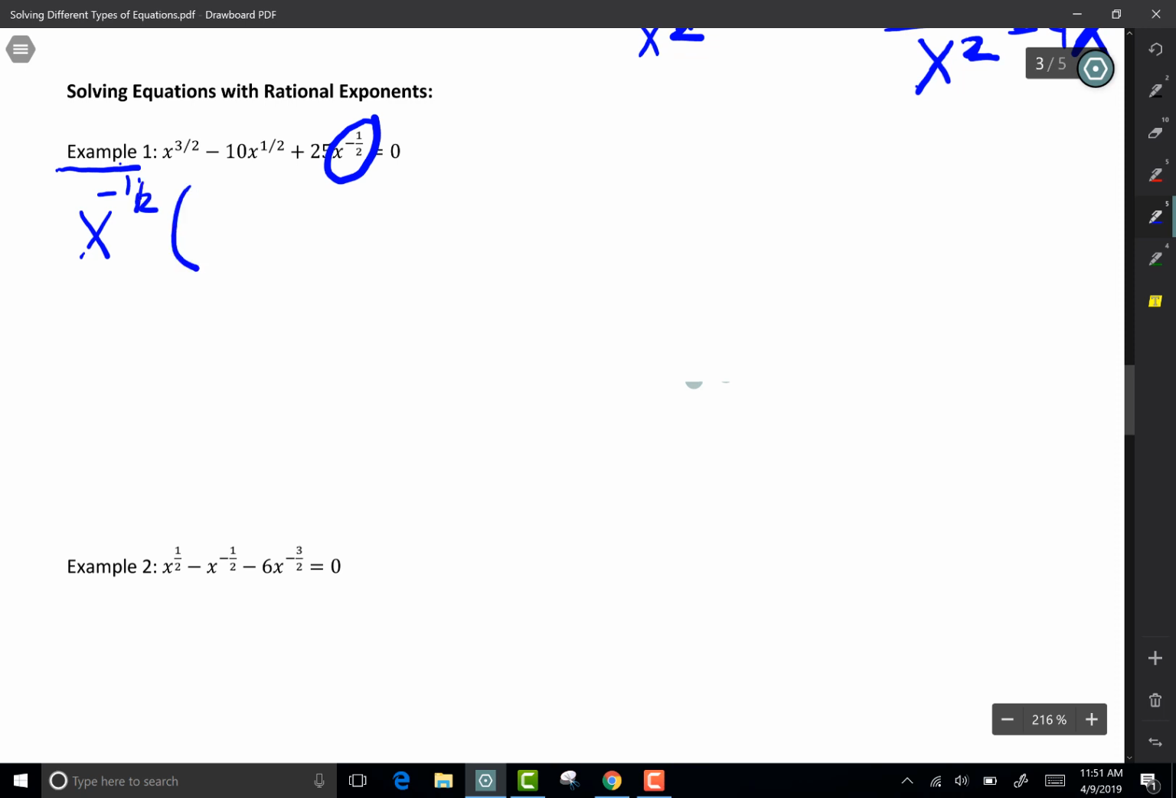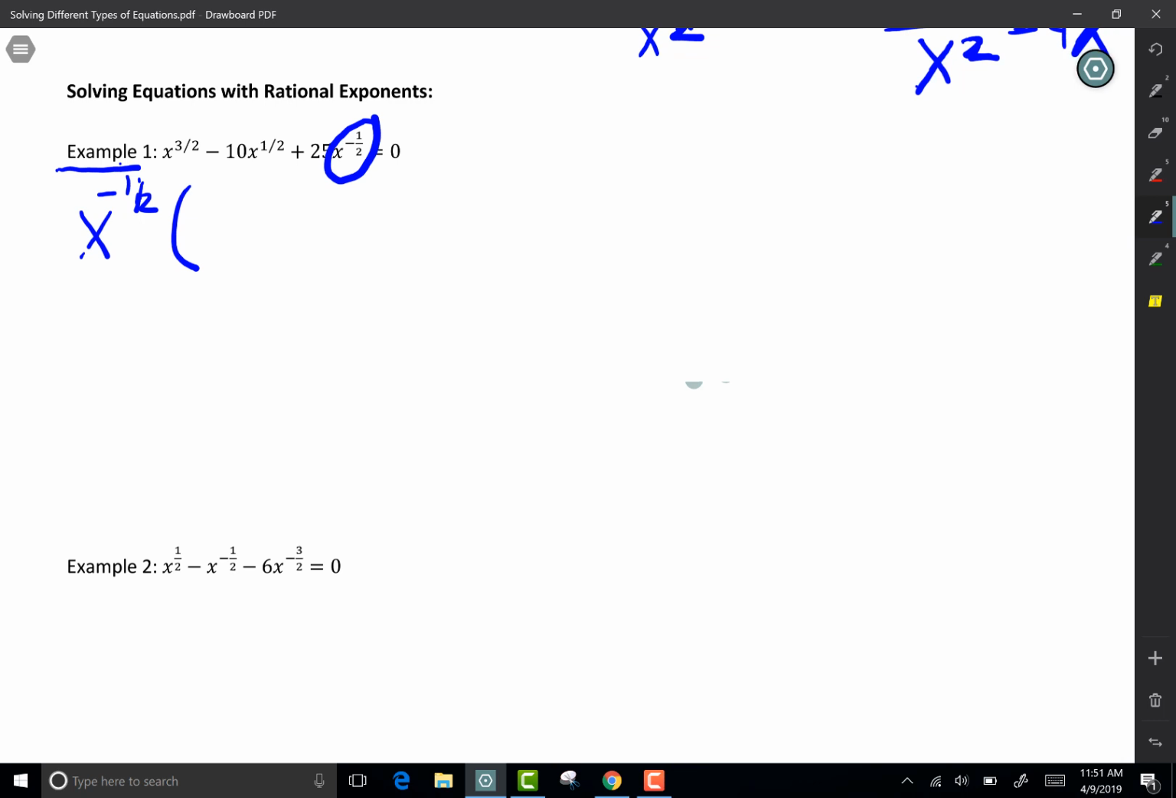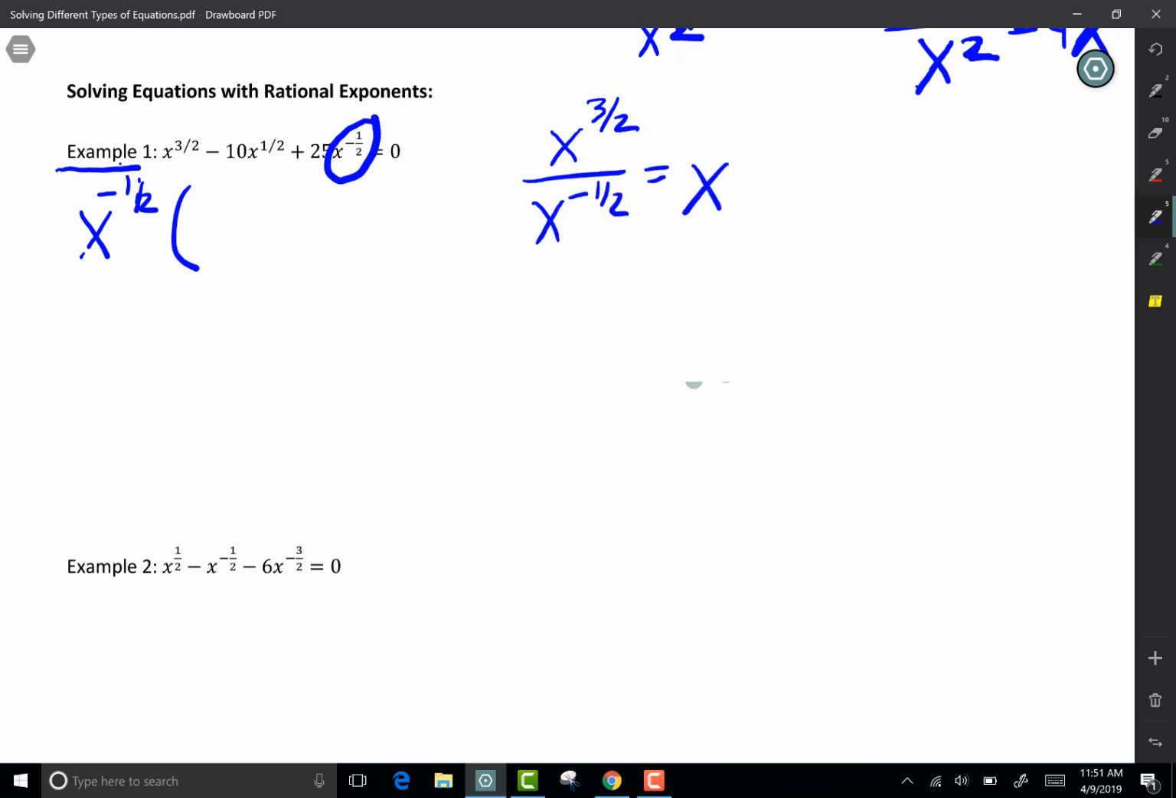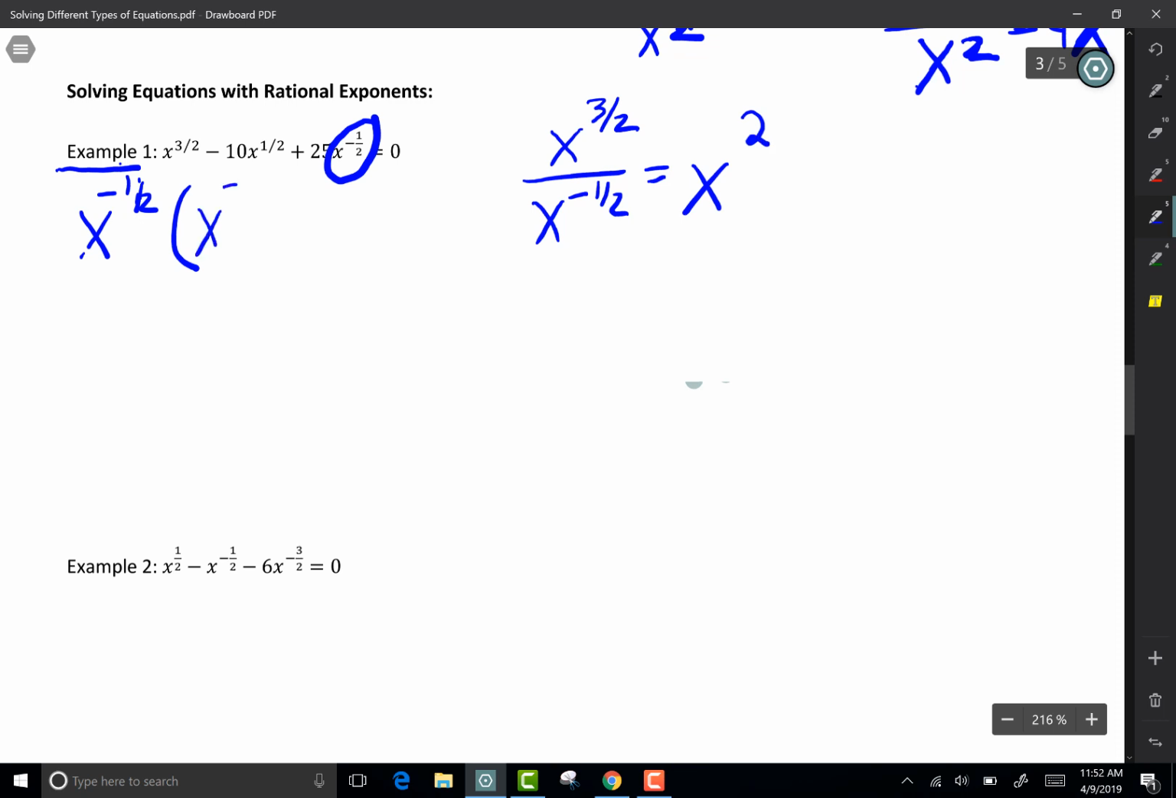Now, just like we did in the previous review example, to figure out what goes on the inside, we're really just dividing, which in turn is really just subtracting my exponents. So to figure out what goes in the first spot, I'm going to take x to the 3/2 and divide by x to the -1/2. I have to subtract my exponent. So I have 3/2 minus a -1/2. That's a double negative, which means I have 3/2 plus a half, which would give me 4/2, which is 2. So this gives me x squared on the inside.